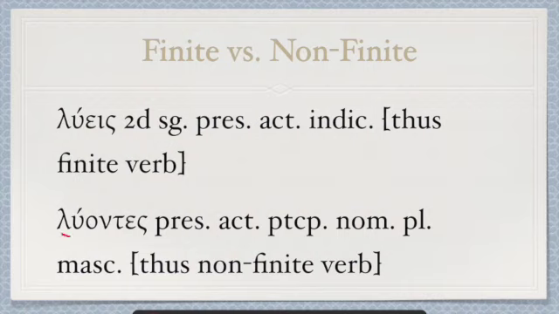So again, get that first principal part, the connecting vowel. The nu tau tells me it's an active participle. And then our endings, this is going to be nominative plural masculine. And so since there's no person, first person, second person, third person, it's going to be non-finite.